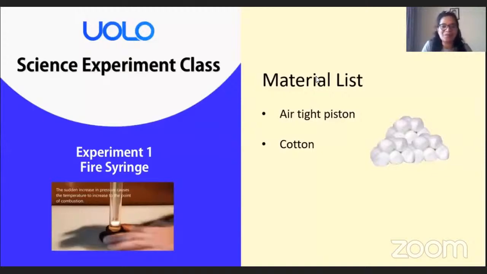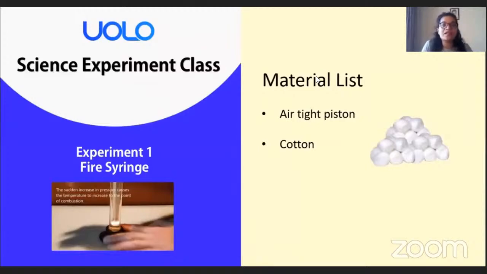Okay, so what we are going to be learning today is how pressure can increase the temperature inside an airtight container. Okay, so what's going to happen is when we put a small ball of cotton inside the air piston, which is airtight, and we apply a lot of pressure inside, a small explosion is going to take place. Now, it's like a spark that's going to come.